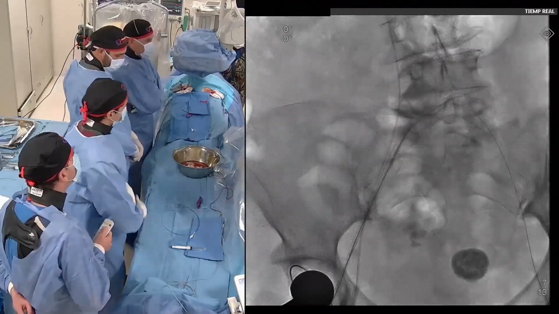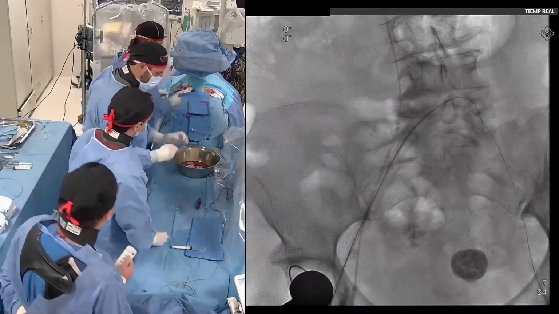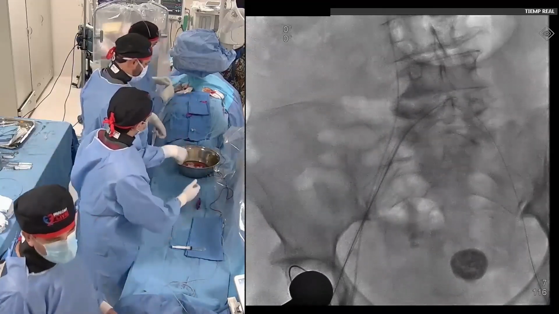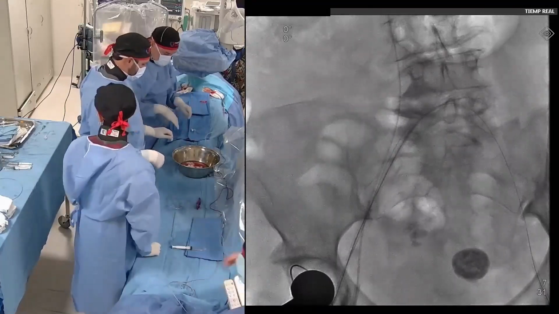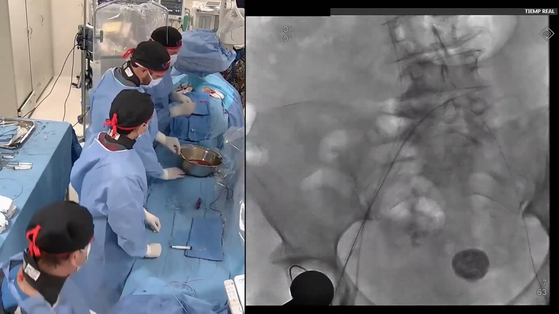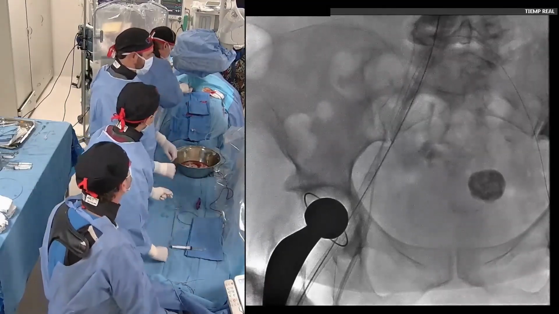We have a wire in the ascending aorta. We are going to introduce a 5 French pigtail to cross the valve. We have prepared the valve. After crossing, we will check if the valve is properly loaded. Some comment from the echo.